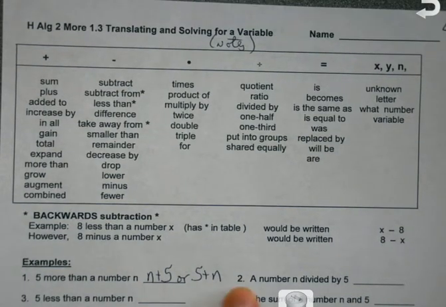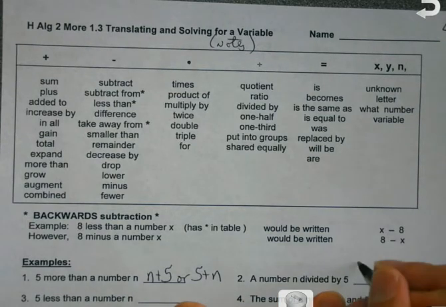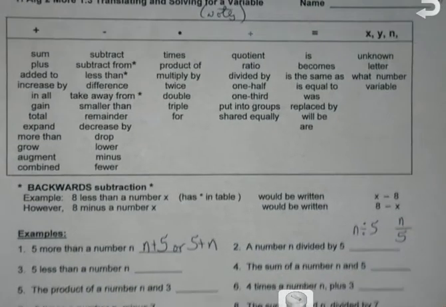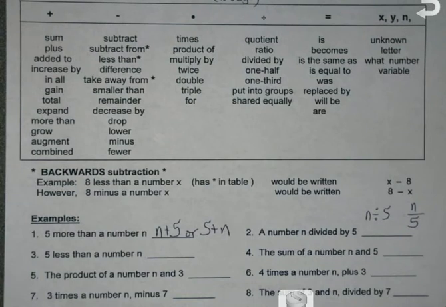So if you get into something like a number n divided by 5, I don't care if you write it like this. I don't care if you write it like this. But you can't do 5 divided by n. That's not the same thing. The values would be different. So you do have to be a little bit more cautious when you get into divide and subtract.